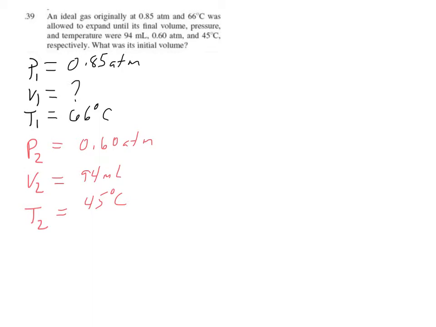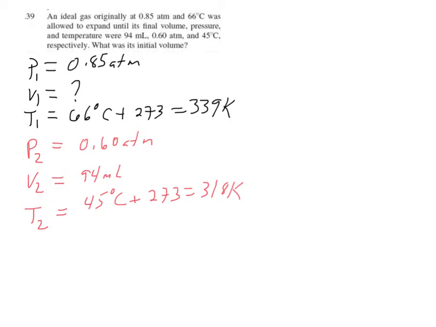Now, first thing we have to do is we got to remember all of our temperatures are in degrees C. We cannot use degrees C in any of our calculations because degrees C is not the absolute temperature scale. So we have to convert all of these into Kelvin. So I'm going to add 273 to both temperatures to give me our temperature in kelvins. So we get 339 Kelvin and 318 Kelvin respectively.